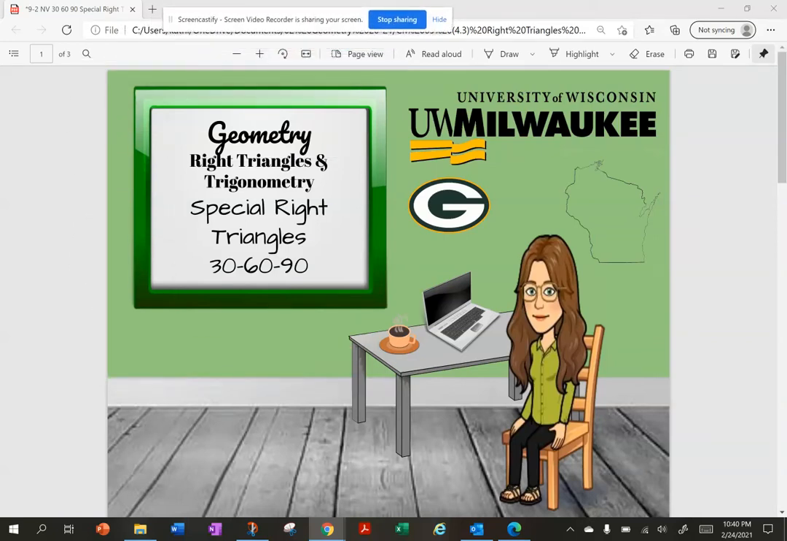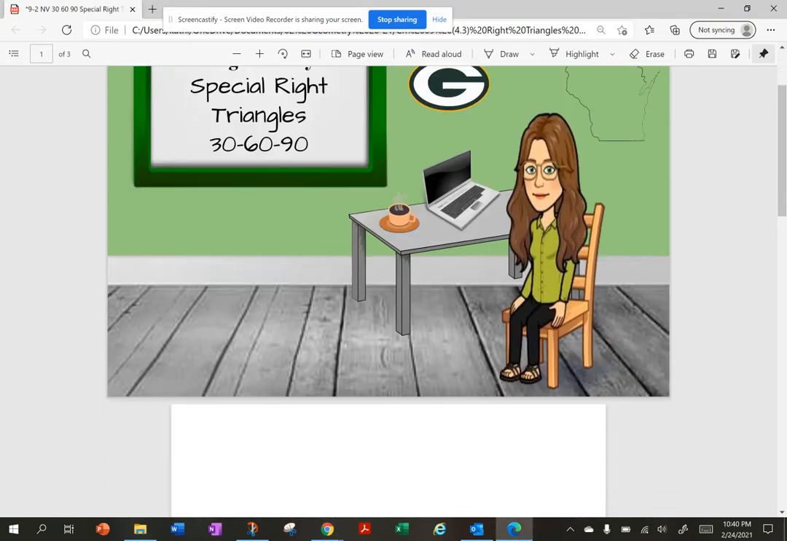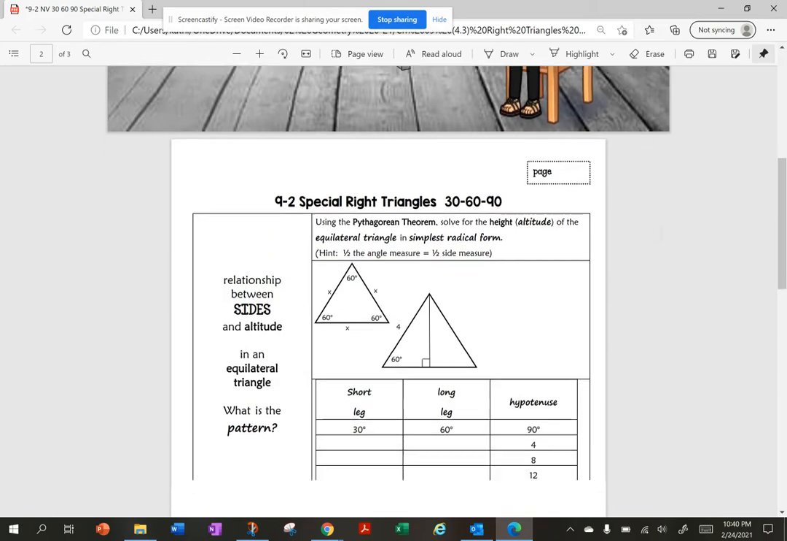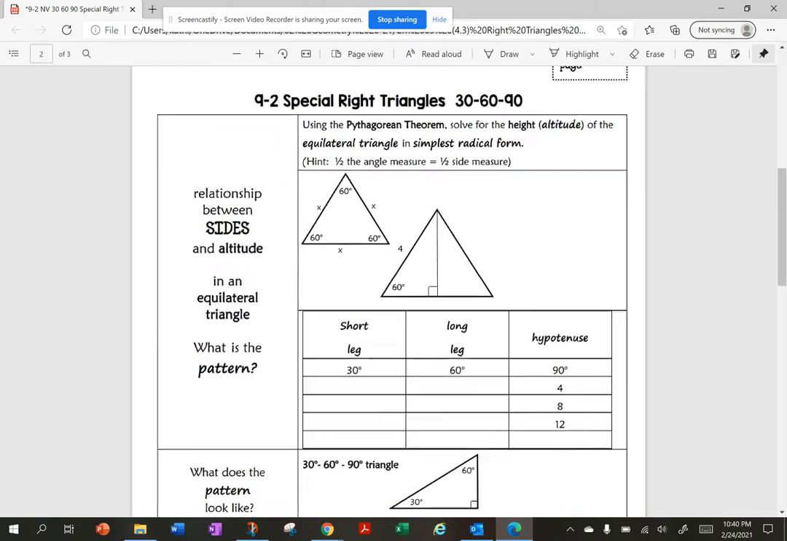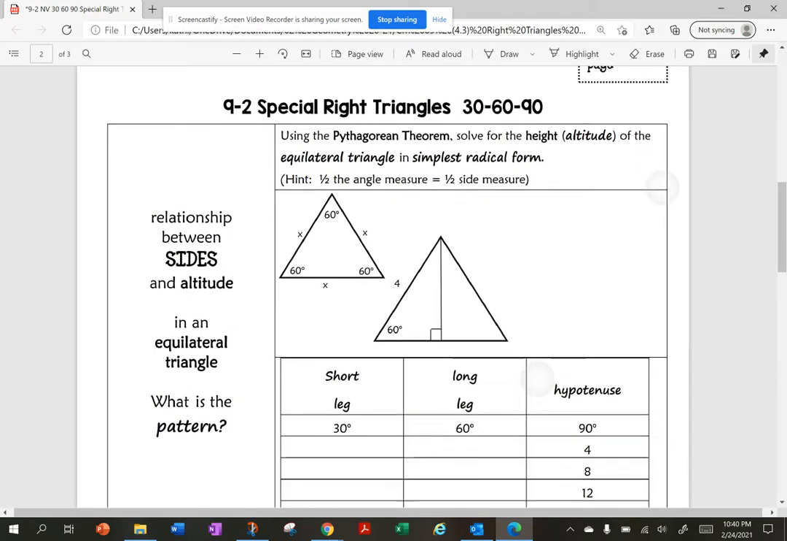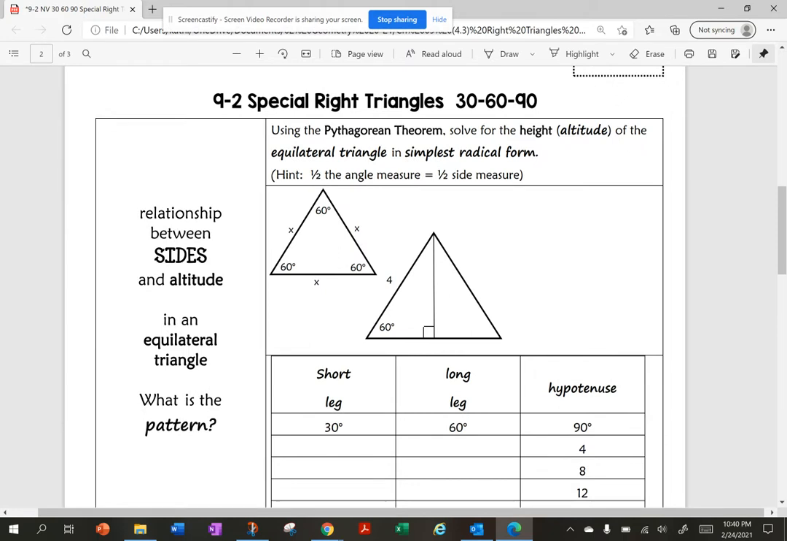Today's lesson is on special right triangles, 30, 60, 90 degrees. Here we're going to be solving for sides, and there's a special ratio for this type of triangle. Yesterday we talked about the 45, 45, 90 triangle, and we get that from a square. And today, to get the ratios for the 30, 60, 90 triangle, I'm going to use an equilateral triangle.